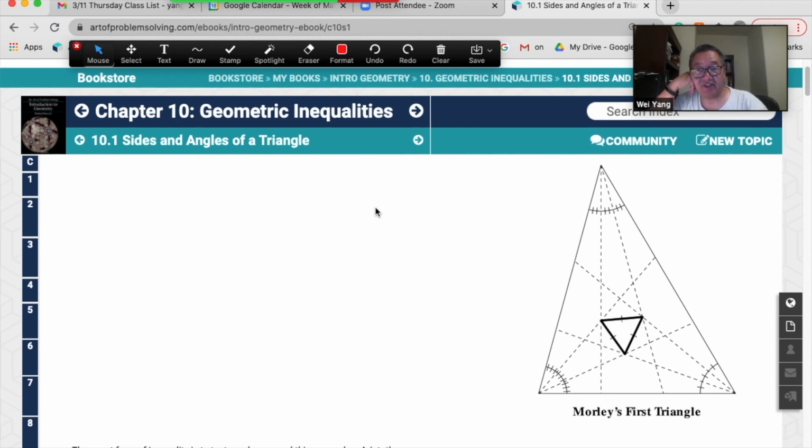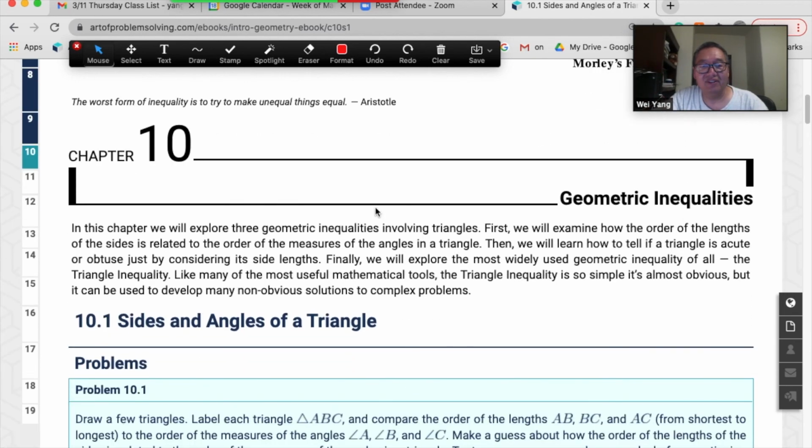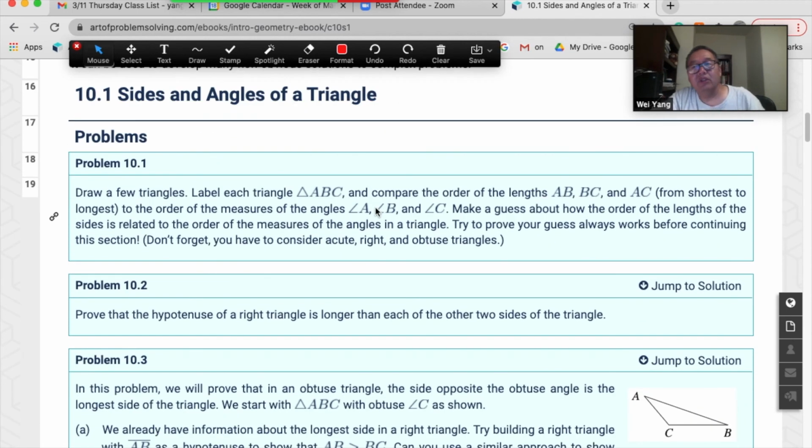First, let's consider the sides and the angles of a triangle again. A triangle is very simple, but it has a lot of theory. Okay, so now let's see. First example. They said if you draw a few triangles, label each triangle ABC and compare the order of the lengths AB, BC, and AC from the shortest to the longest to the order of the measures of the angles, angle A, angle B, and angle C. Make a guess about how the order of the lengths of the sides is related to the order of the measures of the angles in a triangle. Try to prove your guess always works before continuing this section.